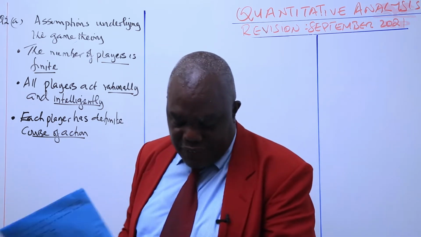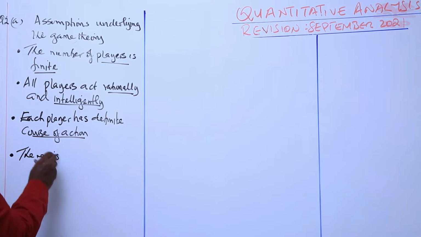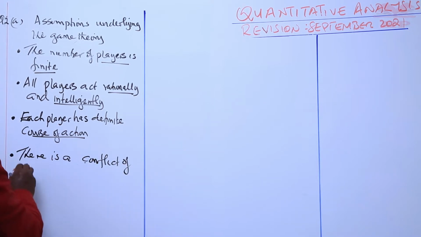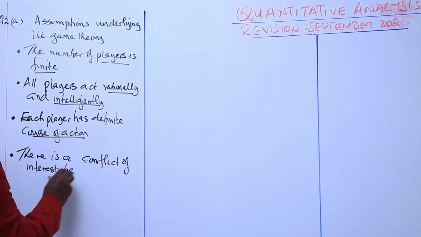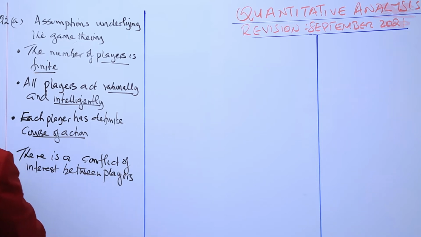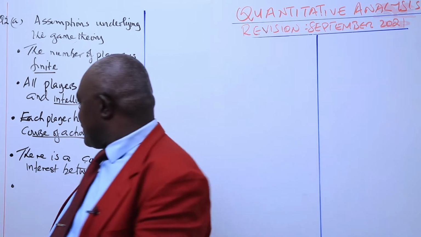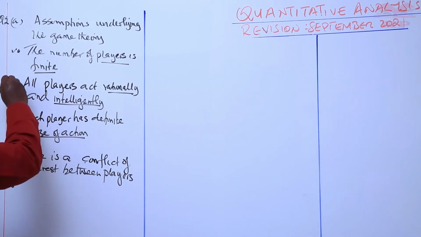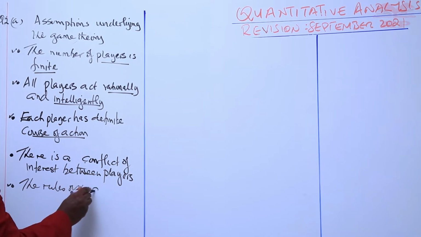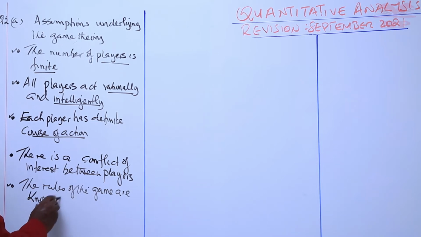Last but not least, there is a conflict of interest between players. And of course, this one is by definition there, though we can highlight another point, which says that the rules of the game are known to all players.